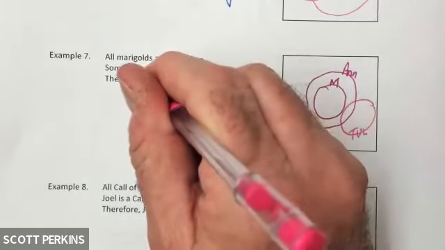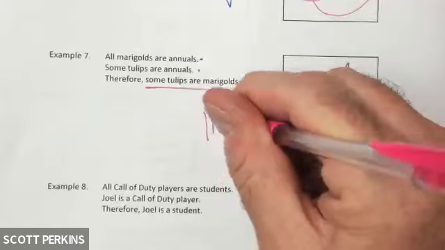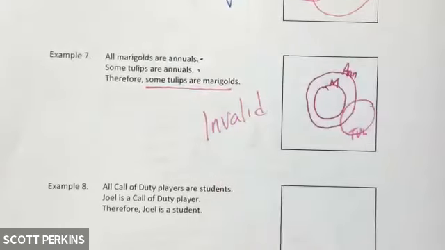So do I have to come to this conclusion? Do some tulips have to be marigolds? No, it could be, but we're not given enough information. So this is an invalid argument right there.